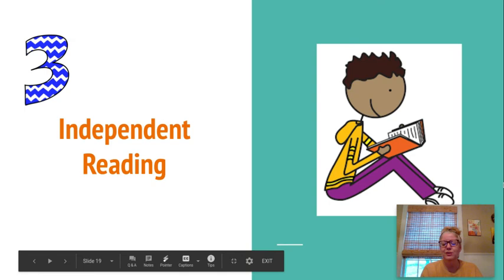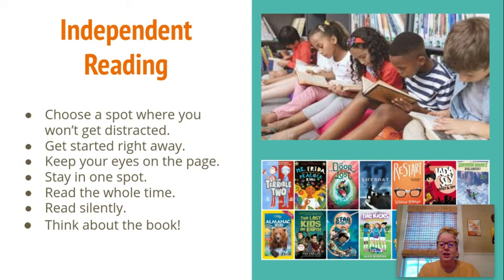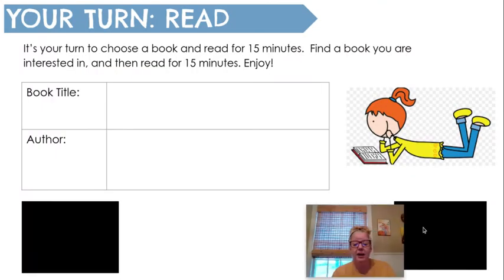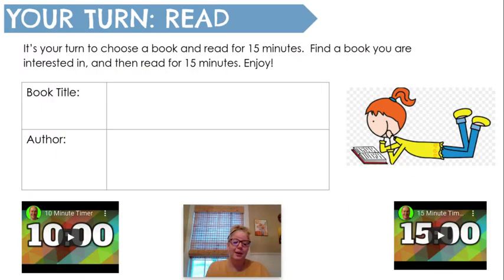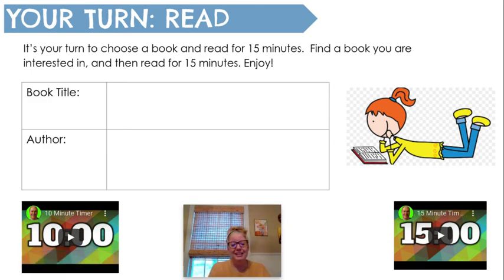Okay, finally, independent reading. So you are going to take your independent reading book of your choice. You're going to choose a spot where you won't get distracted, get started right away, keep your eyes on the page, stay in one spot, read the whole time, read silently, and most importantly, think about the book. Think about what you are reading. And if you have a timer, as always, you can set a phone timer, a kitchen timer, an egg timer, or you can use one of these online timers so that you know when your independent reading time is finished.